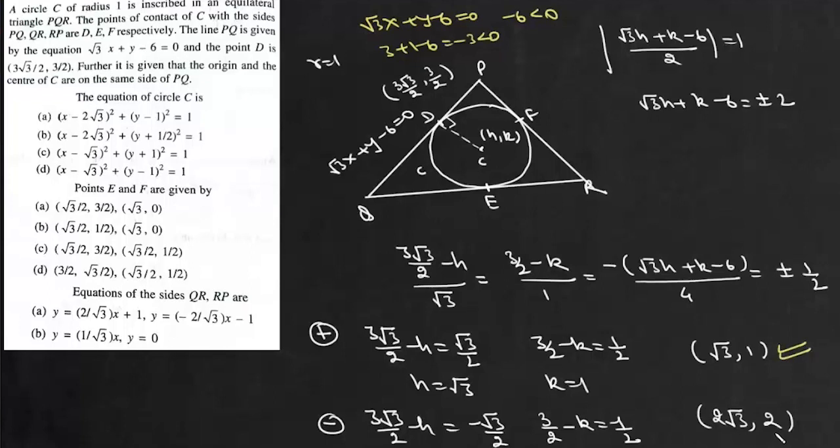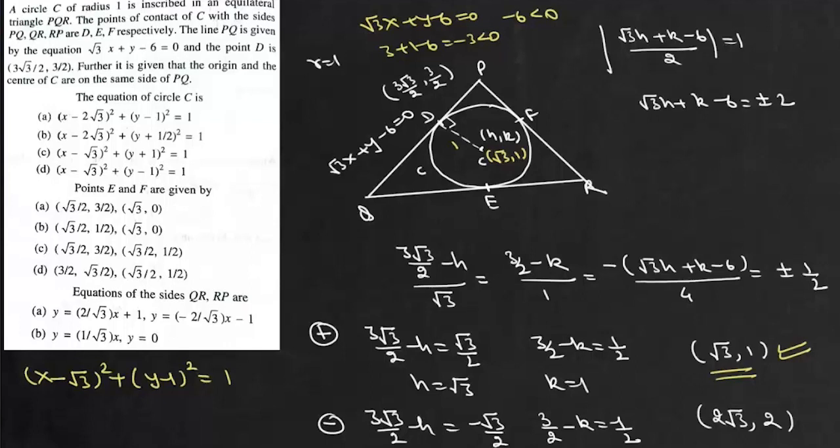So this point (root 3, 1) and origin lie on the same side. And if we take (2 root 3, 2), then this value will be plus 2, which lies on the other side of origin. So in this case, the center of this circle is at (root 3, 1). Now once you have the center and radius, we can write the equation of this circle. So the equation of this circle is (x minus root 3) whole square plus (y minus 1) square equals 1.